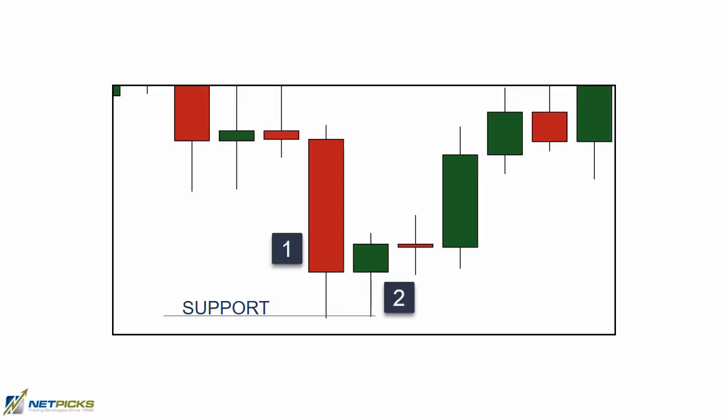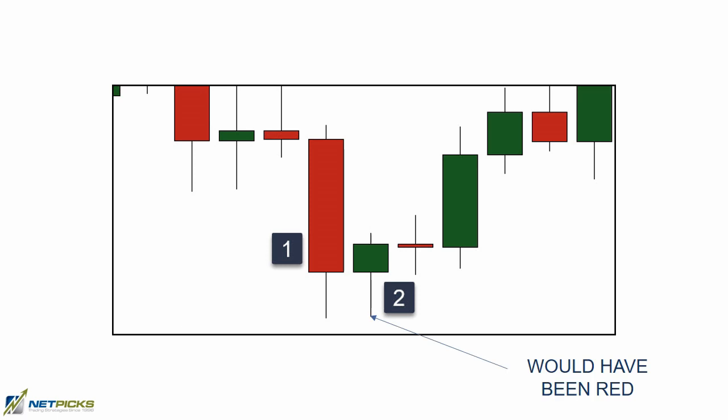Now the tweezer bottoms. What have we got? The bullish tweezer is just the opposite of the bearish tweezer. So here we have sellers who are happy with their profits. Then price finds support and starts to reverse. The second day opens up, and for a brief time during that session, candle number 2 would have been red because it makes a low off the open.